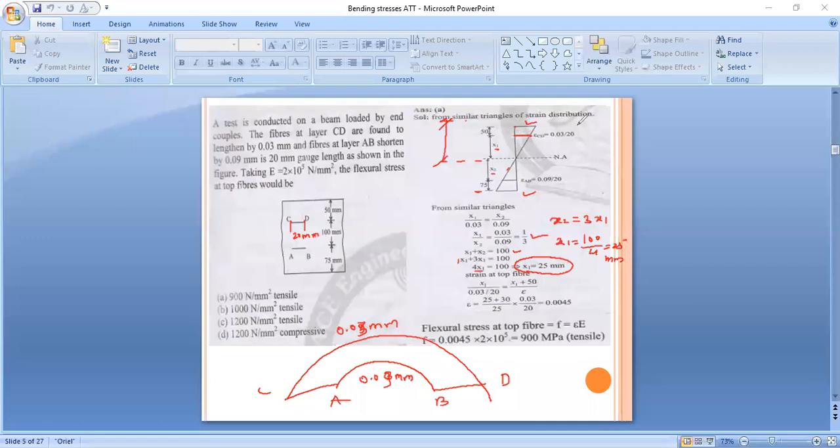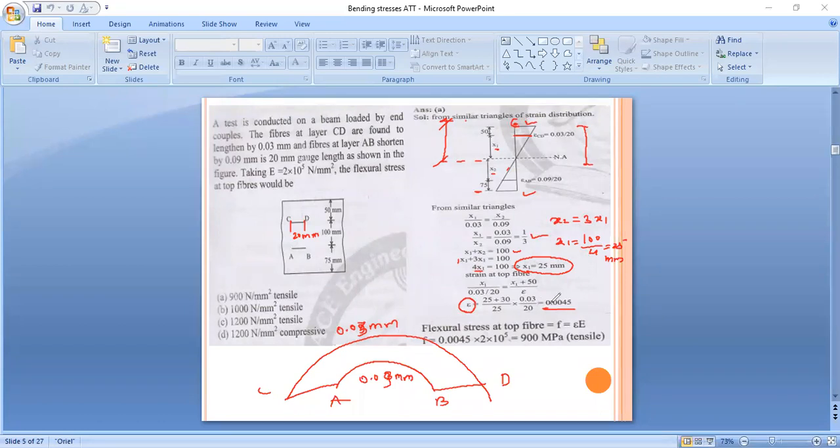Now we will consider this total distance, so x1 plus 50 divided by the strain at the top fiber, epsilon. Now we will put here the values, x1 equal to 25 and here also x1 equal to 25. After solving, we get epsilon equal to 0.00445. Please check whether this answer is correct or incorrect.